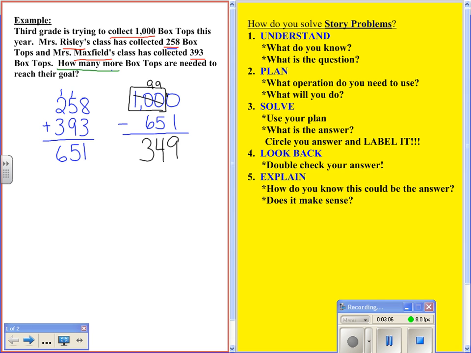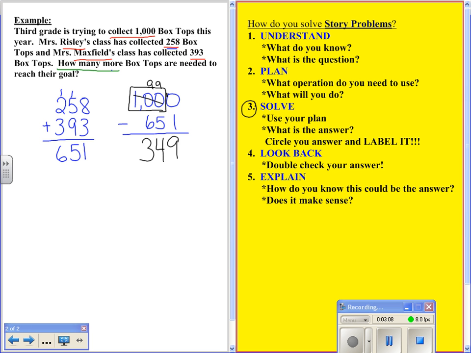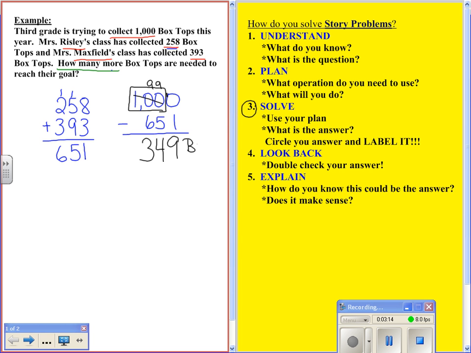On step 3 over here, it does say to circle your answer and label it. So I know that we were talking about box tops, so I'm going to make sure I have my label, and I'm going to circle it. Because I have done so much math so far, I want to make sure the teacher knows what the answer is. Now I'm ready for step 4, and I need to double check my answer.